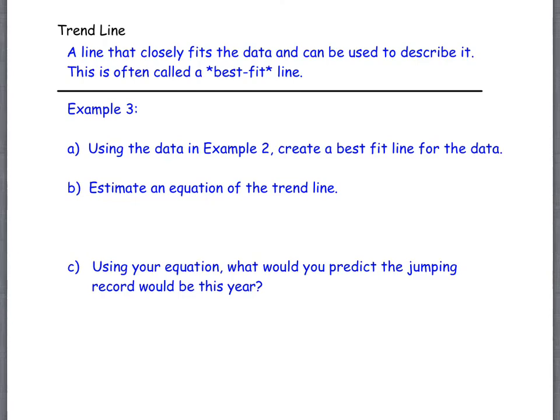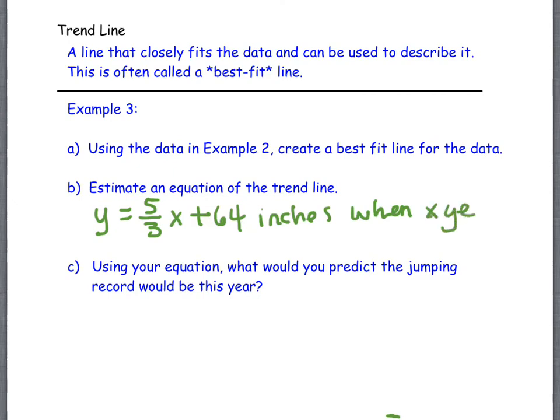So what I found on this particular time when we went through it is that y equals 5/3 x plus 64. This is the inches. That's what we're actually getting out of this equation. Answers that come out of this equation are inches. And we need to actually write down somehow, this is x years after 2000. And that's probably the most important piece that people tend to forget.